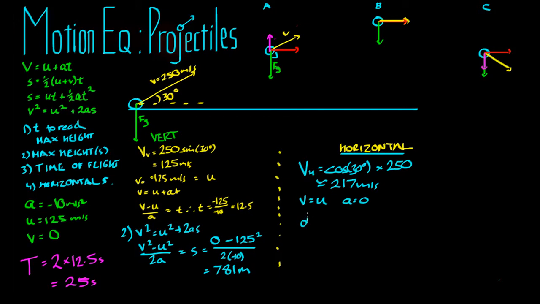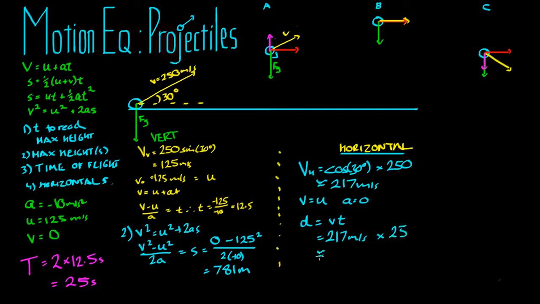So the distance travelled, d, is equal to v multiplied by t. It's practically this formula here. If you let s equal d and you let a equal 0, you just have d equals ut. Or in this case vt, since v equals u. D equals vt. Distance equals v, 217 meters per second, multiplied by 25.